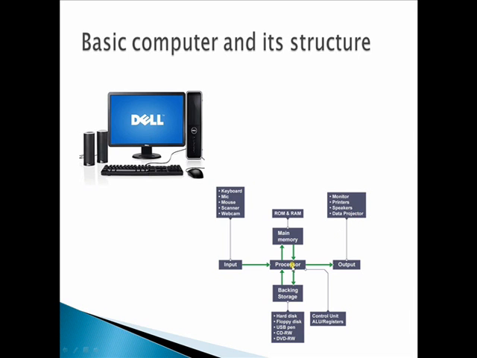The processor is classified into three parts: main memory, backing storage, control unit. Main memory is classified into two types: ROM and RAM. We have backing storage such as hard disk, floppy disk, USB port, DVD read and write. The control unit performs arithmetic and logical operations.